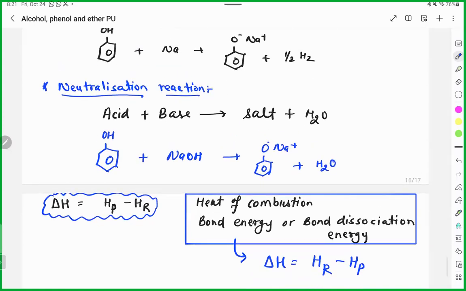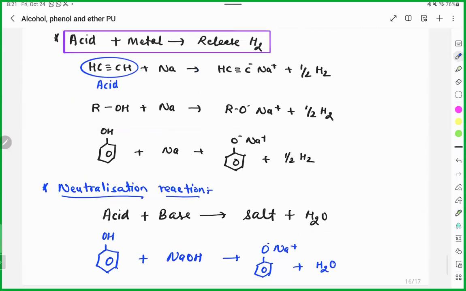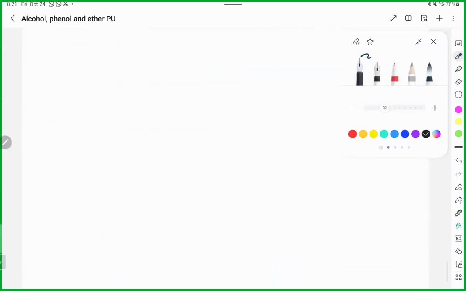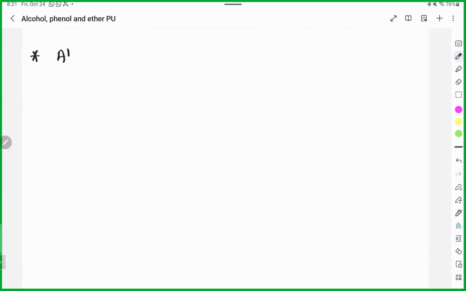So these two methods, whether you take the neutralization reaction or the metal method, in both situations alcohol and phenol are acid. Alcohol and phenol both qualify the criteria of acid. Right? There are other methods also.